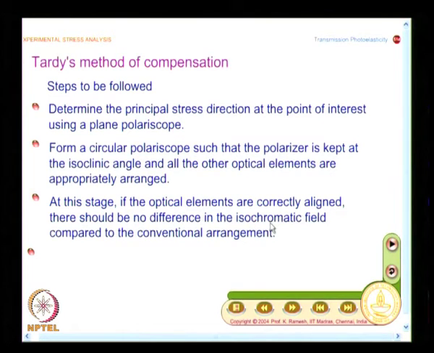So, one of the indirect checks is that if the optical elements are correctly aligned, there should be no difference in the isochromatic field compared to the conventional arrangement. This is how you verify whether you have followed the second step correctly, identify the isoclinic.